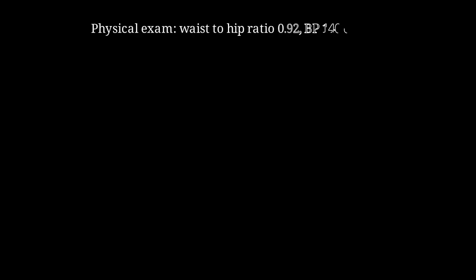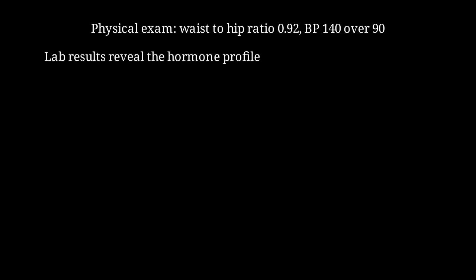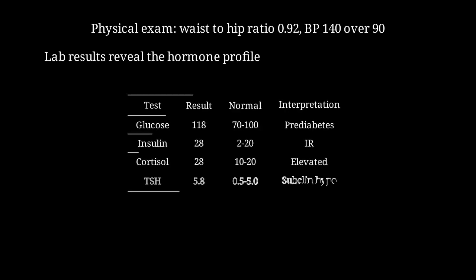Physical examination reveals waist-to-hip ratio of 0.92, blood pressure 140/90, and acanthosis nigricans on the neck, suggesting insulin resistance. Laboratory testing shows fasting glucose 118 mg per deciliter, fasting insulin 28 microunits per milliliter, HbA1c 6.1%, morning cortisol elevated at 28 micrograms per deciliter, and TSH slightly elevated at 5.8. This table summarizes her results.